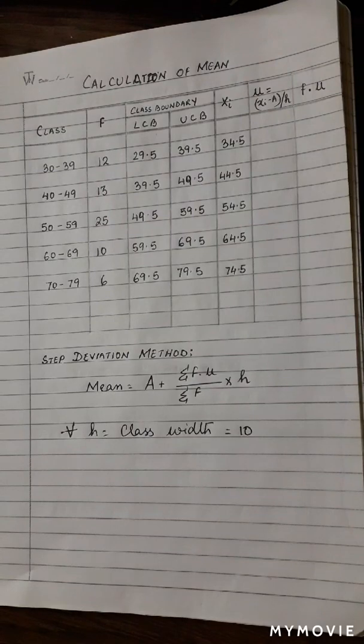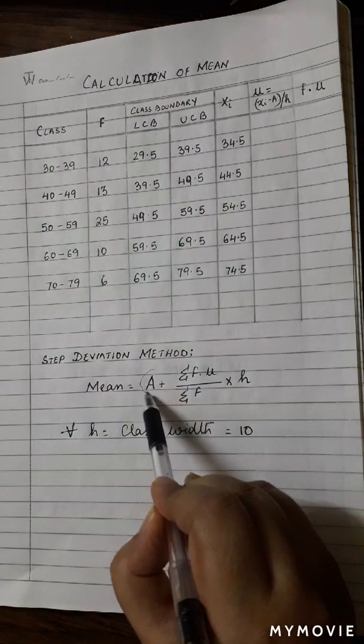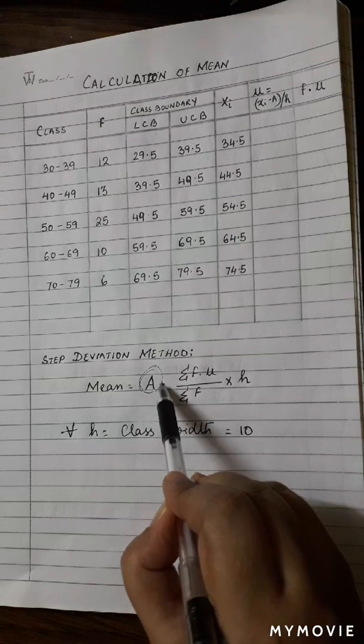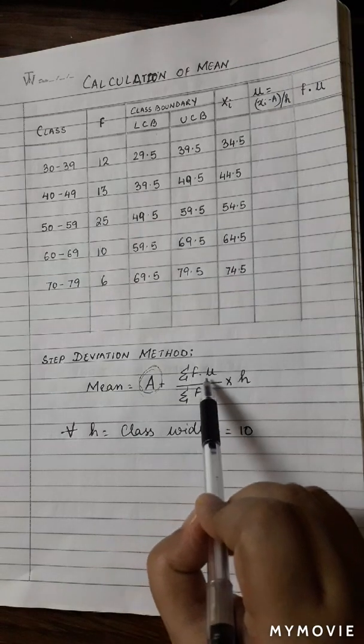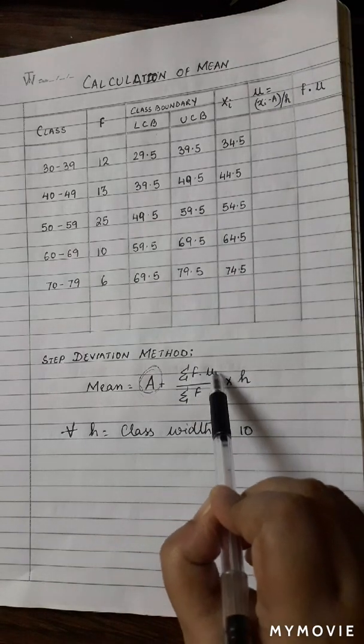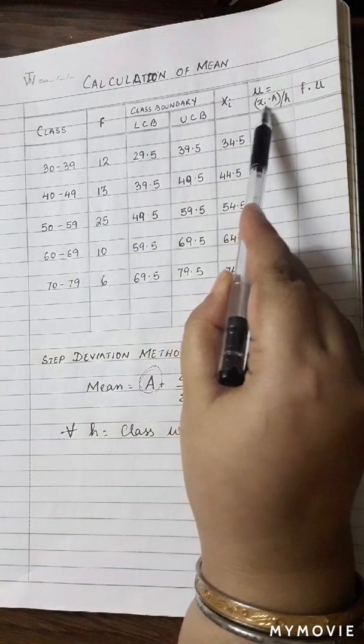Now we come to the next method, which we term the step deviation method, and it is just an improvisation over the shortcut method. In the shortcut method we found the deviation. Here also we have the concept of assumed mean, just like the shortcut method, and the mean is calculated by A plus summation fu by summation f, into h. Now u is the step deviation, which is the deviation divided by the class width.